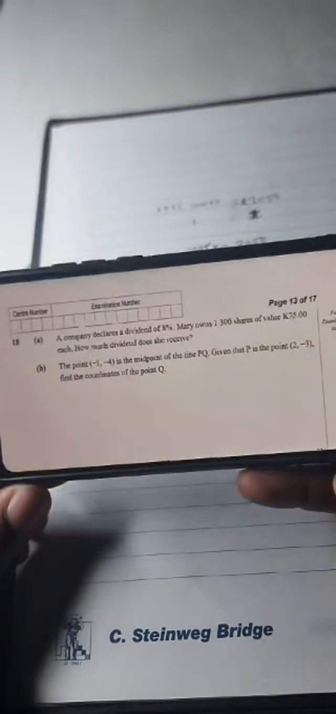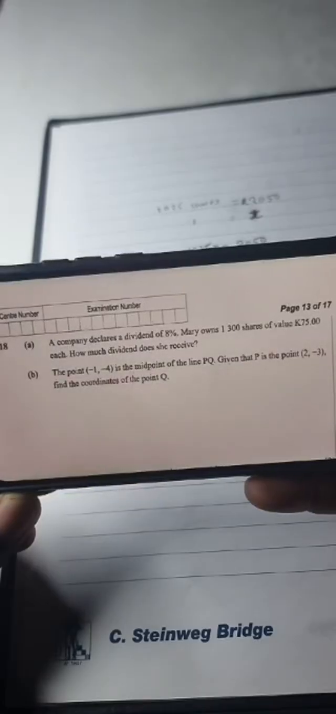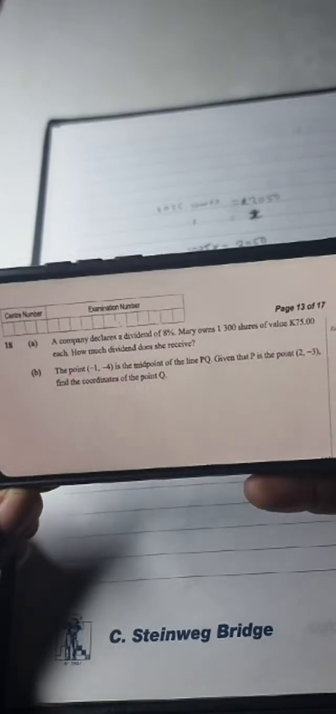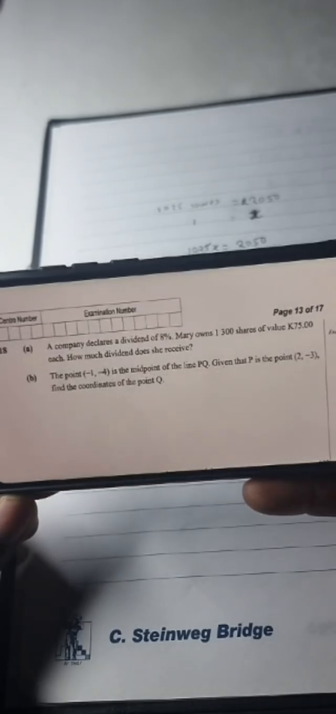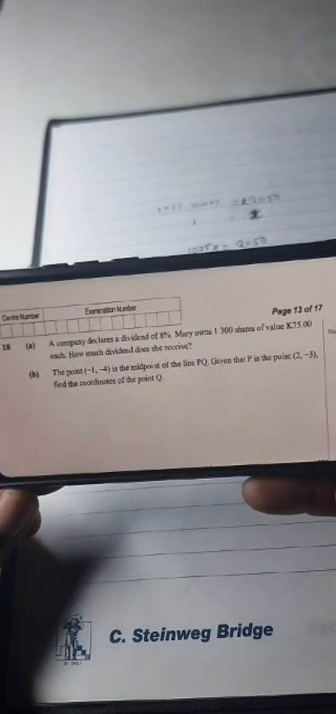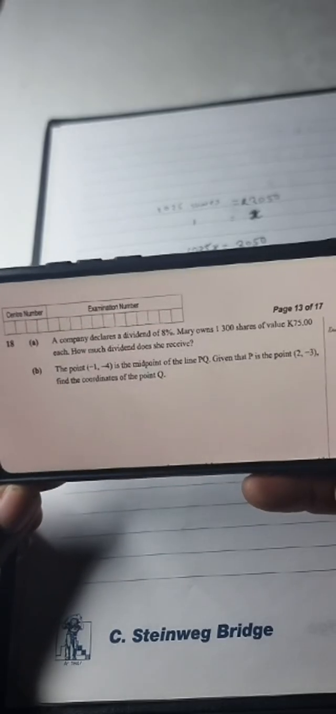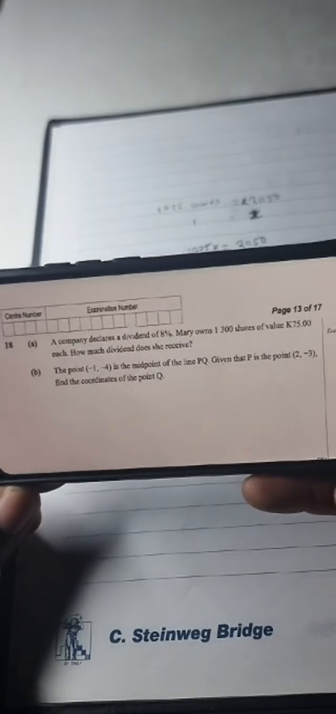Let's go, my genius friends. We are here now. This is question number what? 1, 2, 3, 4 more to go. A company declares a dividend of 8%. Mary owns 1,300 shares of value 75 kwacha each. How much dividend does she receive?